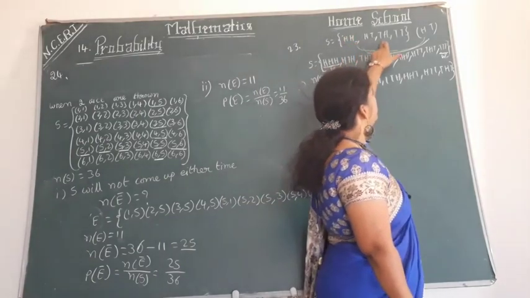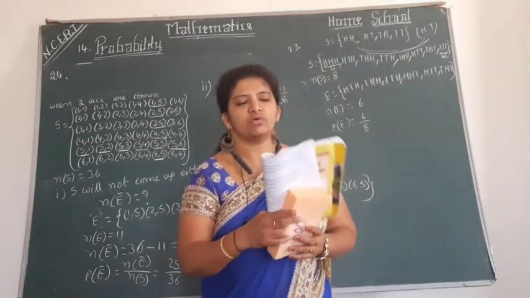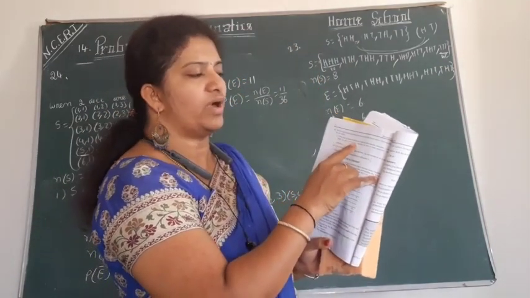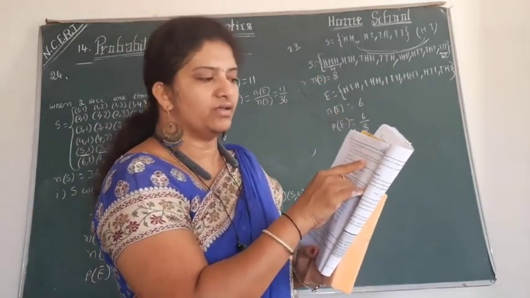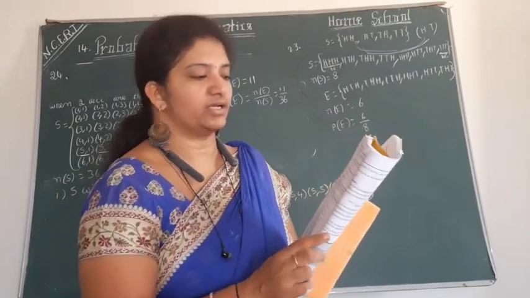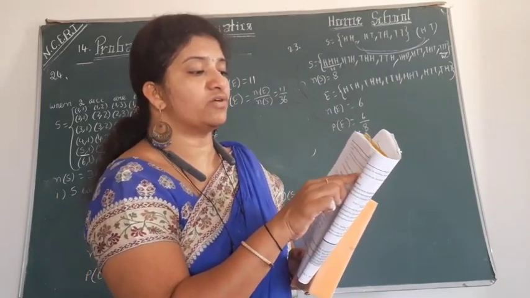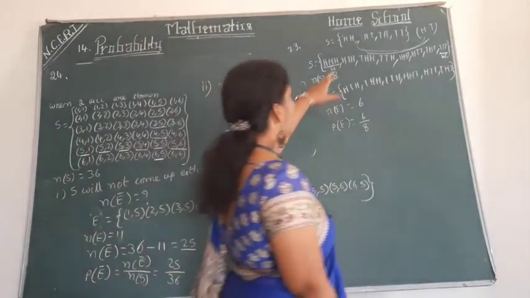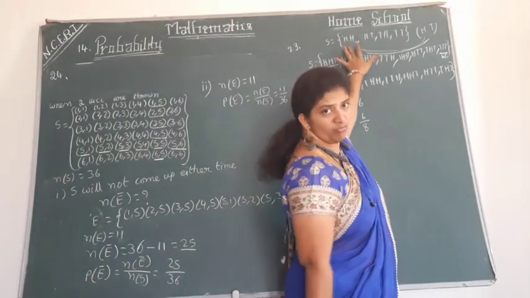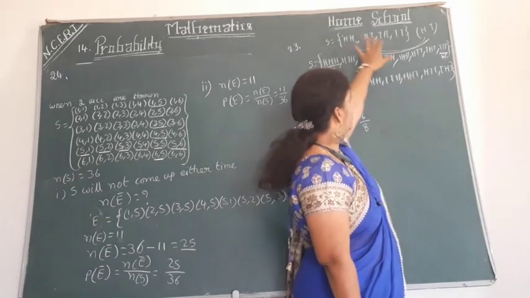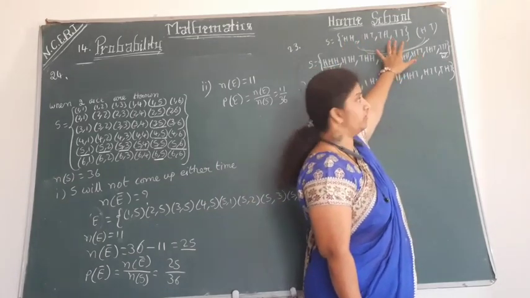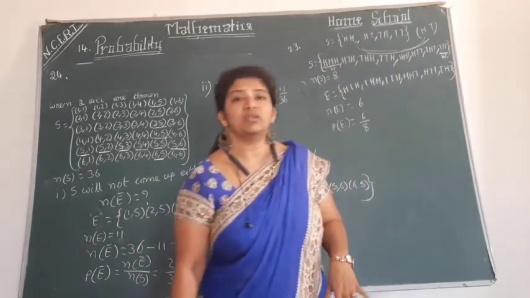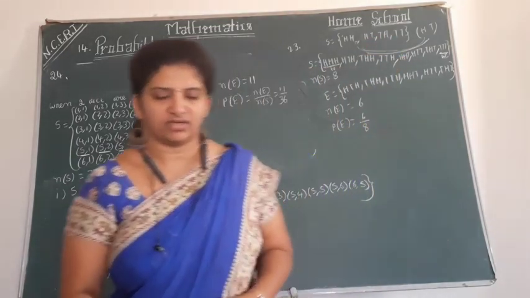1, 2, 3, 4. But in your question, 3 possible outcomes: 2 heads, 2 tails, or 1 of each. Is it right? No, it's not correct. Your probability for each of these outcomes is 1 by 3 itself. Look over here. Probability of getting both heads is 1 by 4. Both tails, 1 by 4. One of each will be 2 by 4, that is 1 by 2, not 1 by 3.